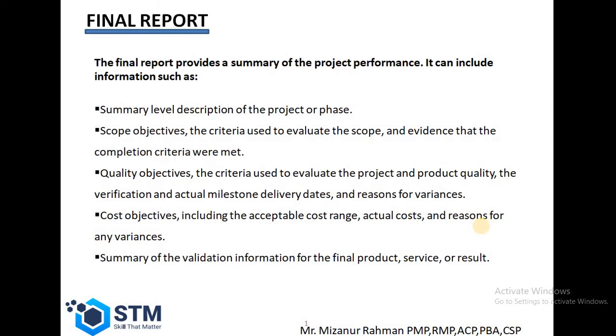Then we have to make a final report before the closing. The final report provides a summary of the project performance that includes information such as a summary-level description of the project and phase, project objectives, the criteria used to evaluate the project scope, evidence that completion criteria are met, quality objectives, the criteria used to evaluate the project and product quality, the verification, actual milestone delivery dates, reasons for variance, cost objectives including the acceptable cost range, actual cost, reasons for any variance, and a summary of the validation information for the final product, service or result. These things will be included in the final report.